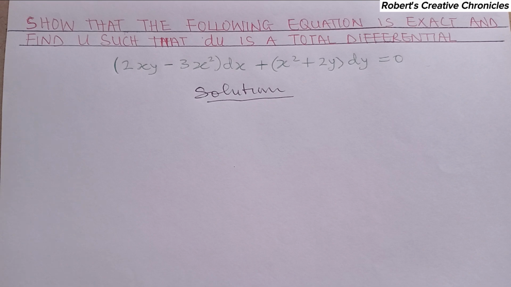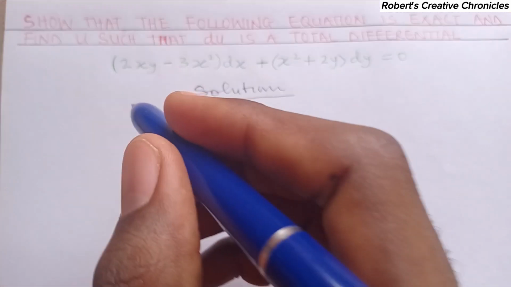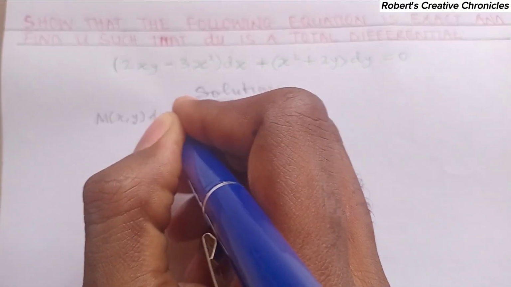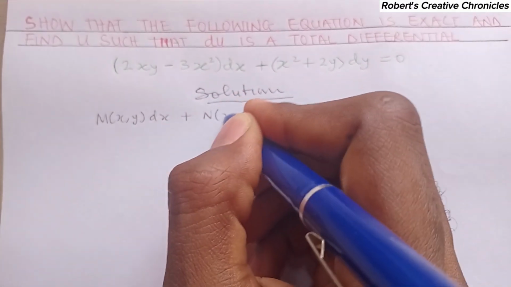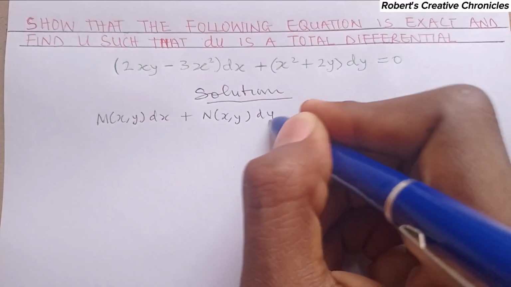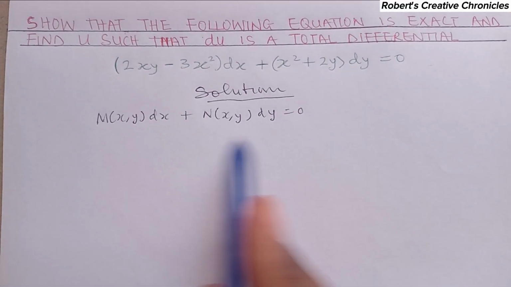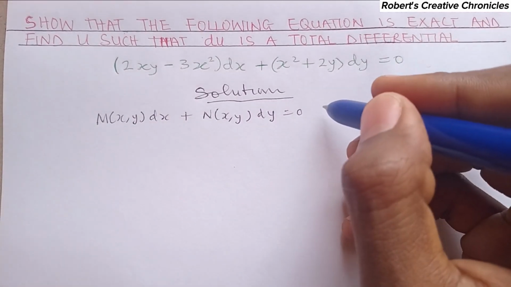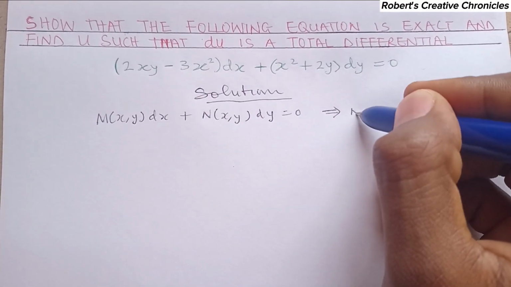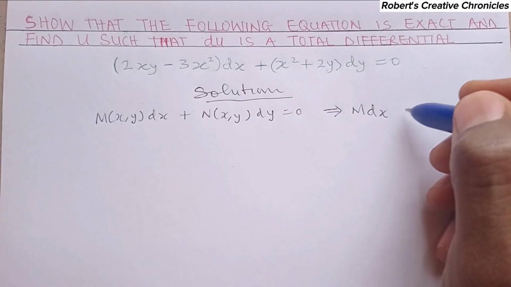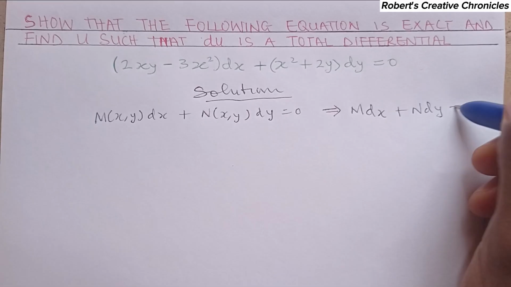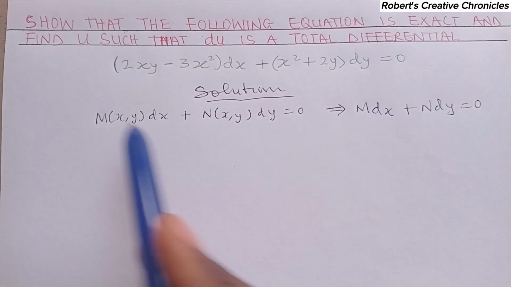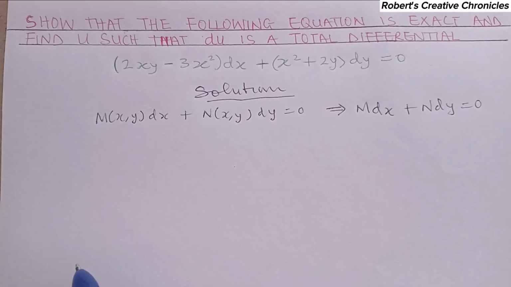An exact differential equation is any equation of the form M(x,y) dx plus N(x,y) dy equals 0. Any equation of this form is called an exact differential equation, where this can also be written as M dx plus N dy equals 0. This is trying to tell you that M and N are functions in terms of x and y.